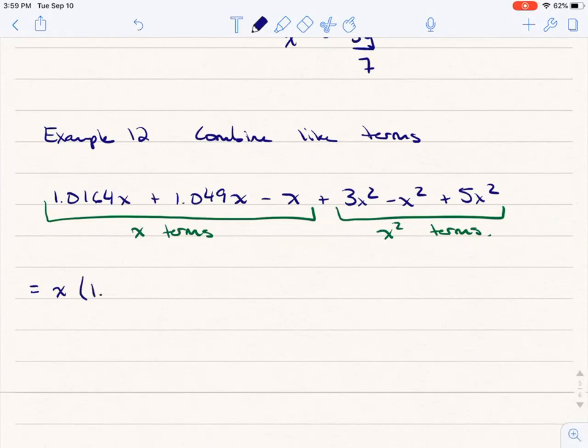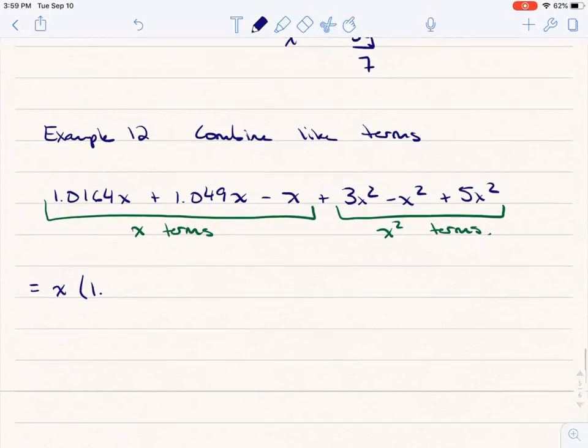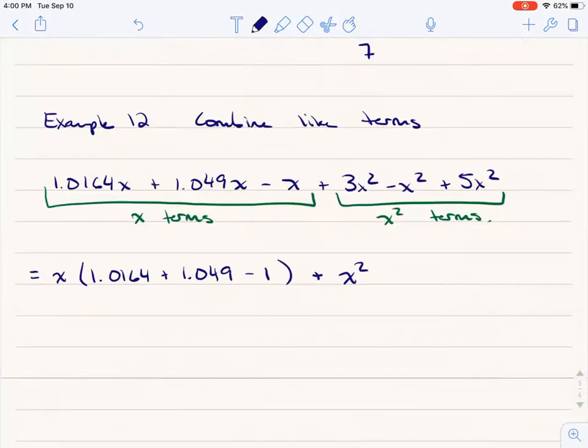And it doesn't matter how you did it, right? As long as we get the same number in the end, I'm sure it's fine. But 1.0164 plus 1.049 minus 1. Right? Those are the coefficients that I'm dealing with. Plus, I'm going to do the same thing with the x squared, pulling out the common x squared. And then I've got 3 minus 1 plus 5.